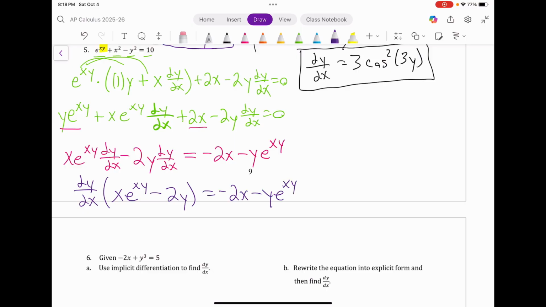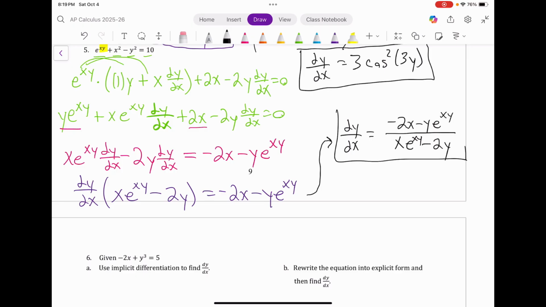Okay, and then last thing, just divide by the expression attached to dy dx. All right, that is the derivative.